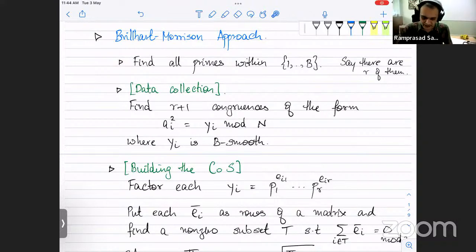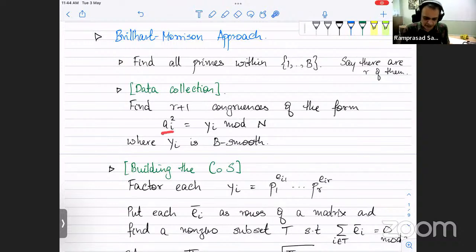Okay, and let's assume that the number of primes in 1 through B is about R of them. And R is roughly B over log B. So if you're ignoring log factors, this is roughly B. You're just ignoring any such things. Next comes the data collection step, which is you're going to choose some a_i's according to different algorithms, different choices of a_i's. But the goal is looking for things of the form a_i squared equals y_i mod n, such that this y_i happens to be B smooth.